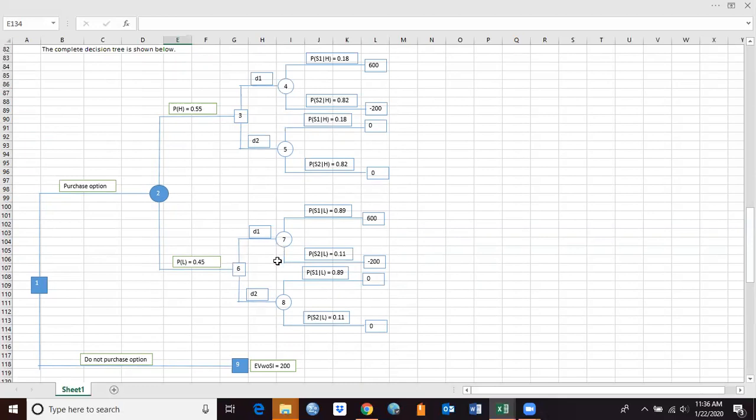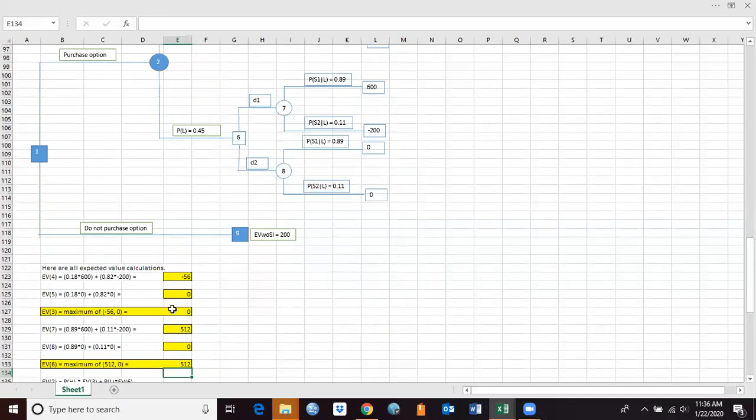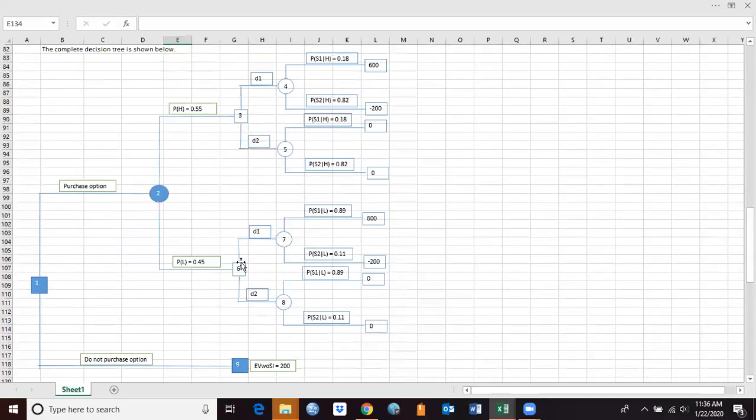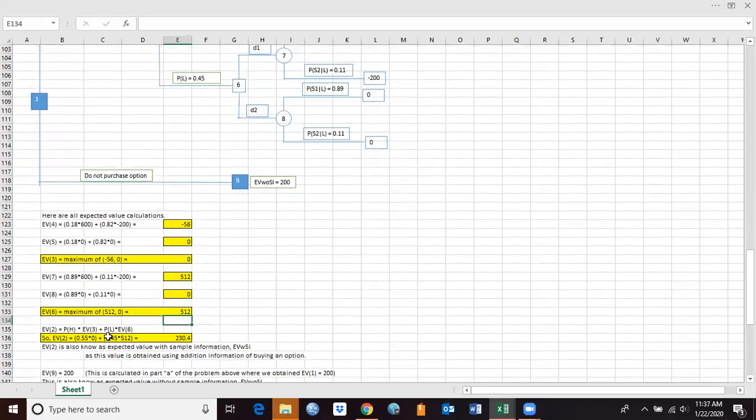But the bigger question right now is, should we purchase the option or not? We have calculated the expected value at 3, which is 0, and the expected value at 6, which is 512. So we can calculate the expected value at the chance event node 2, which will be given by 0.55 times 0 plus 0.45 times 512. I'm just going to copy this formula here. That should give me 230.